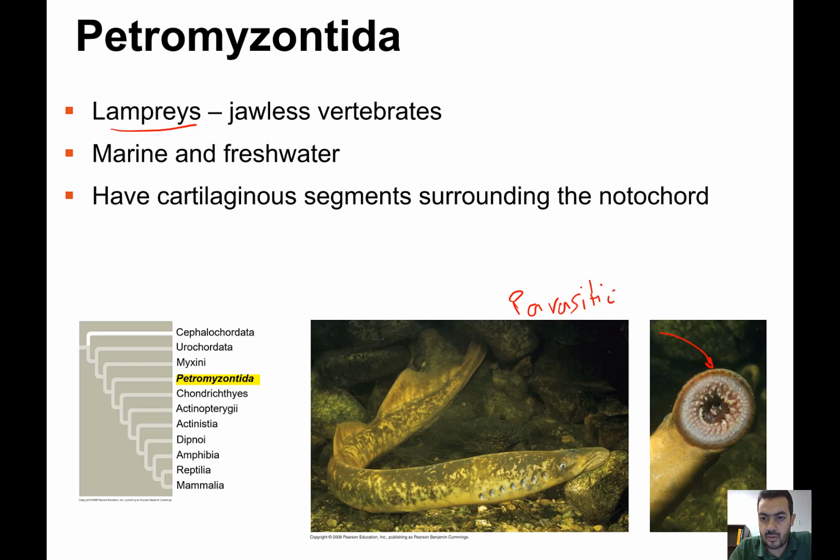Most of the species of the lampreys are parasitic, so they attack other fishes and hold on to the fish with these numerous teeth. They suck the blood, and in many cases they grasp pieces of the flesh of the prey fish. So they cause a lot of problems in the lakes because of their parasitic nature.